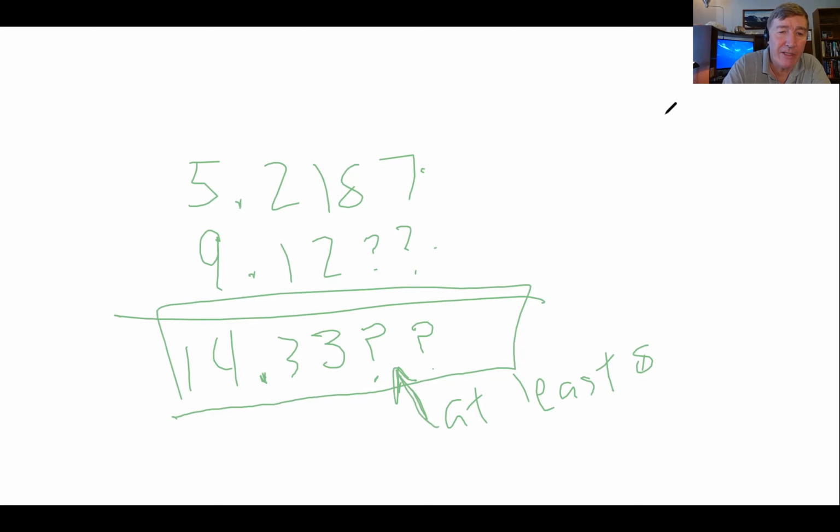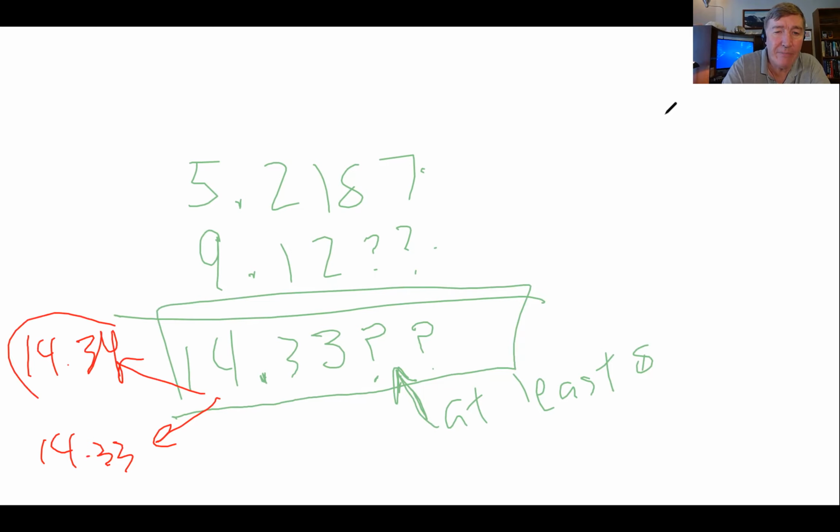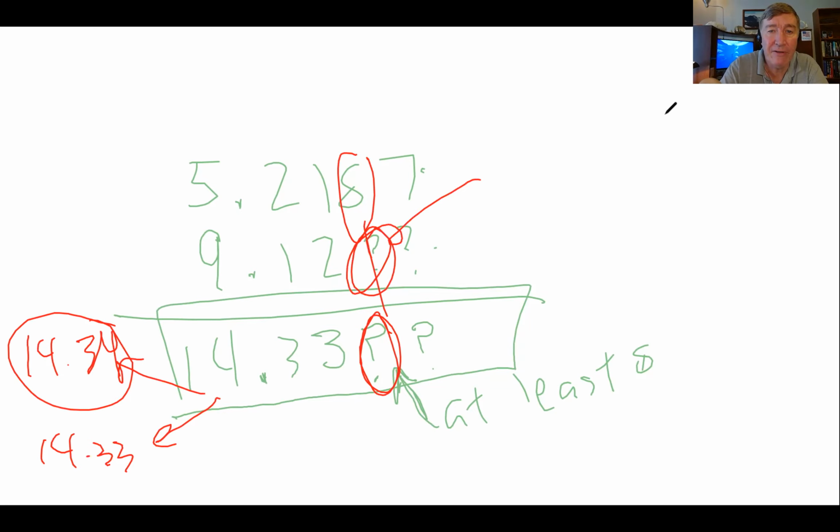I could round it down to 14.33, or my other option is to round it up to 14.34. The reason I know I have to round it up instead of down is because this number right here is at least 8. Even if this question mark right here was a 0, this number is still going to be greater than 5. So it's going to have to round up, not down.